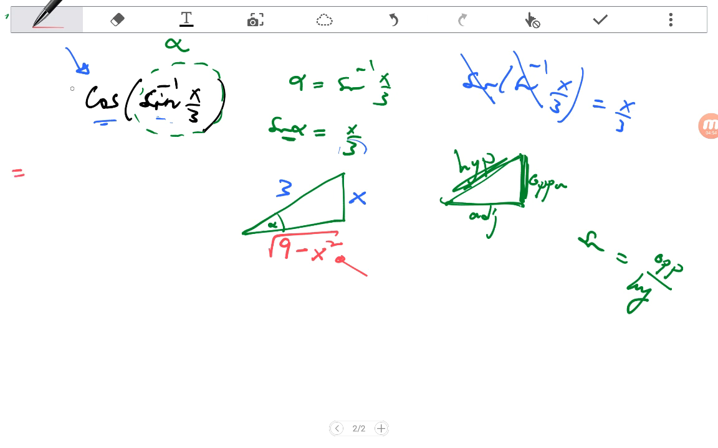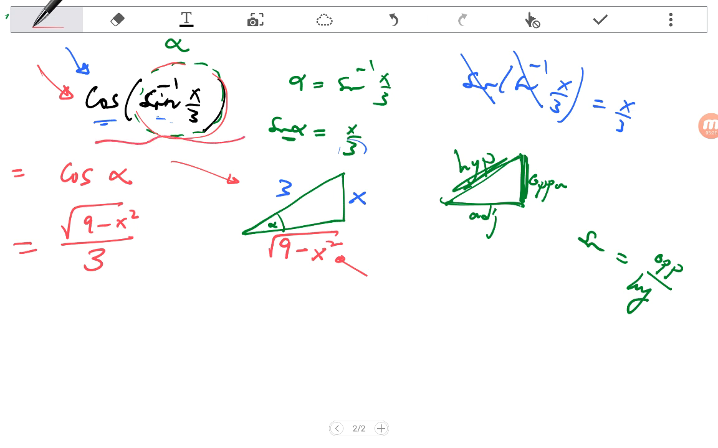Now what do I want to compute? What I want to compute is cosine of sine inverse x over 3, but this is called alpha. So what I need to compute is cosine of alpha. From that triangle, cosine of the angle is adjacent over the hypotenuse. The adjacent is root 9 minus x squared, over the hypotenuse, which is 3. So that is exactly the simplification of this expression.